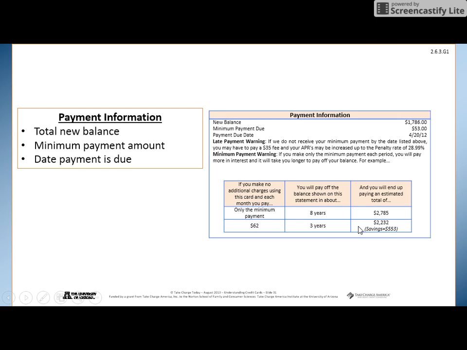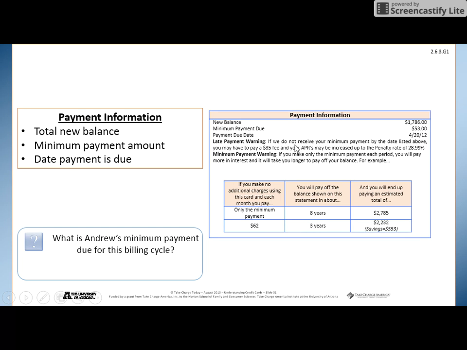Then we have our payment information section. This is going to total new balance, minimum payment amount, and due date. So these are up here. And then it also tells you sometimes, if you only make the minimum payment, how much interest you are going to pay, and if you make a late payment, what fee you are going to have. So it gives you some information about payment.